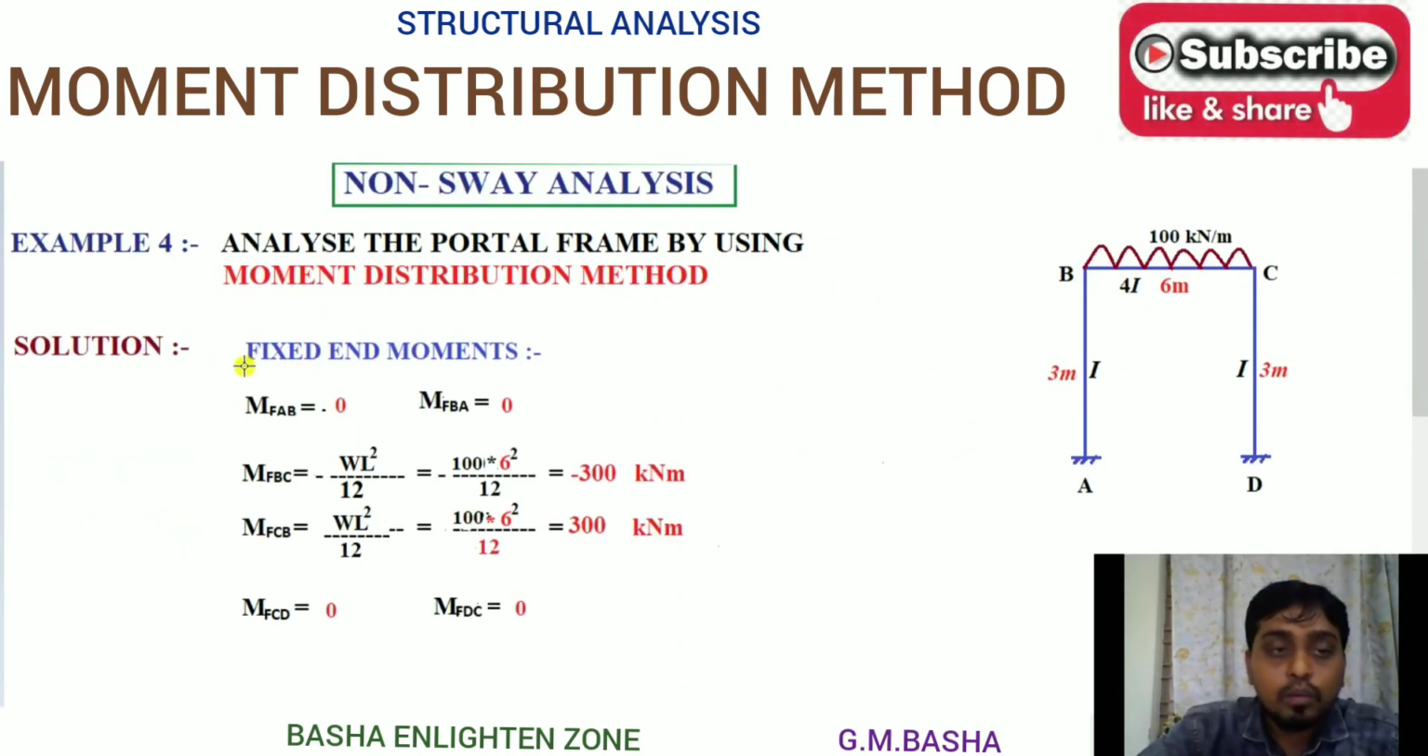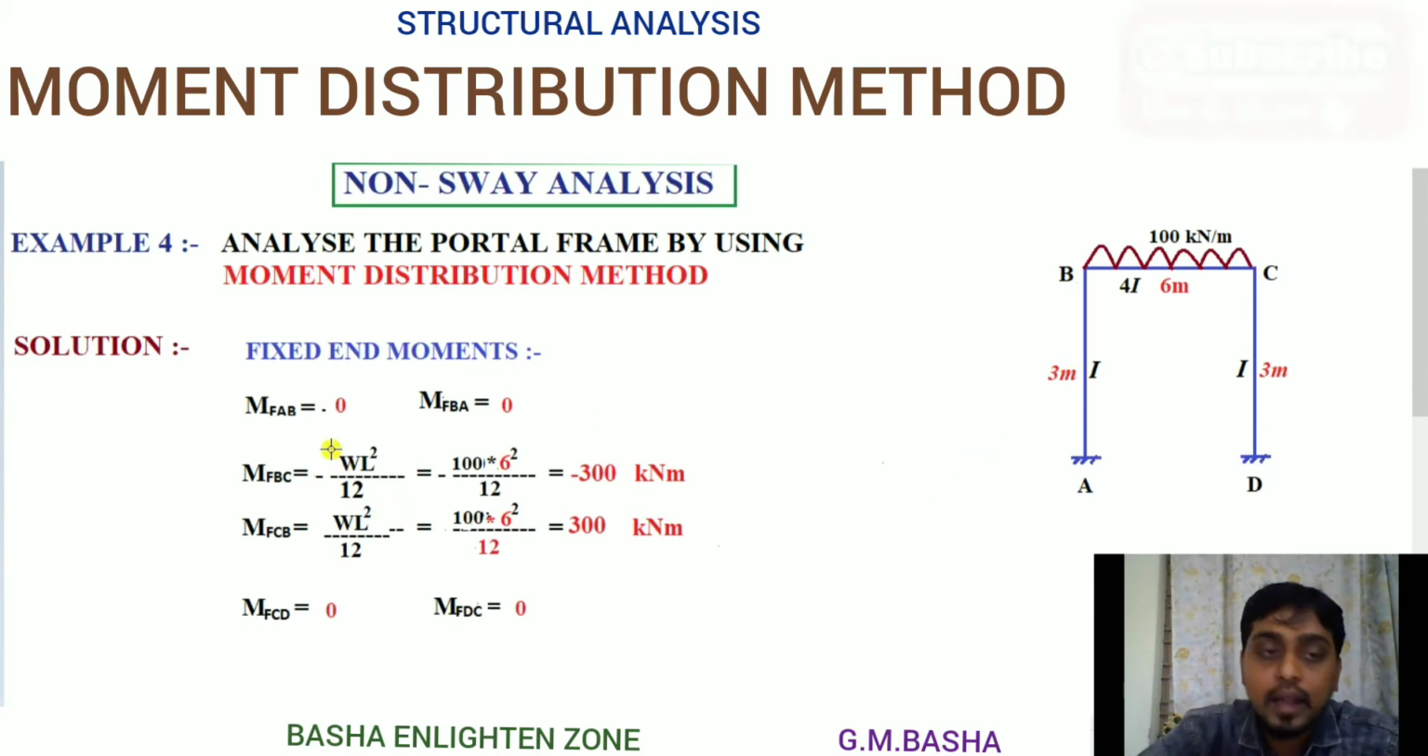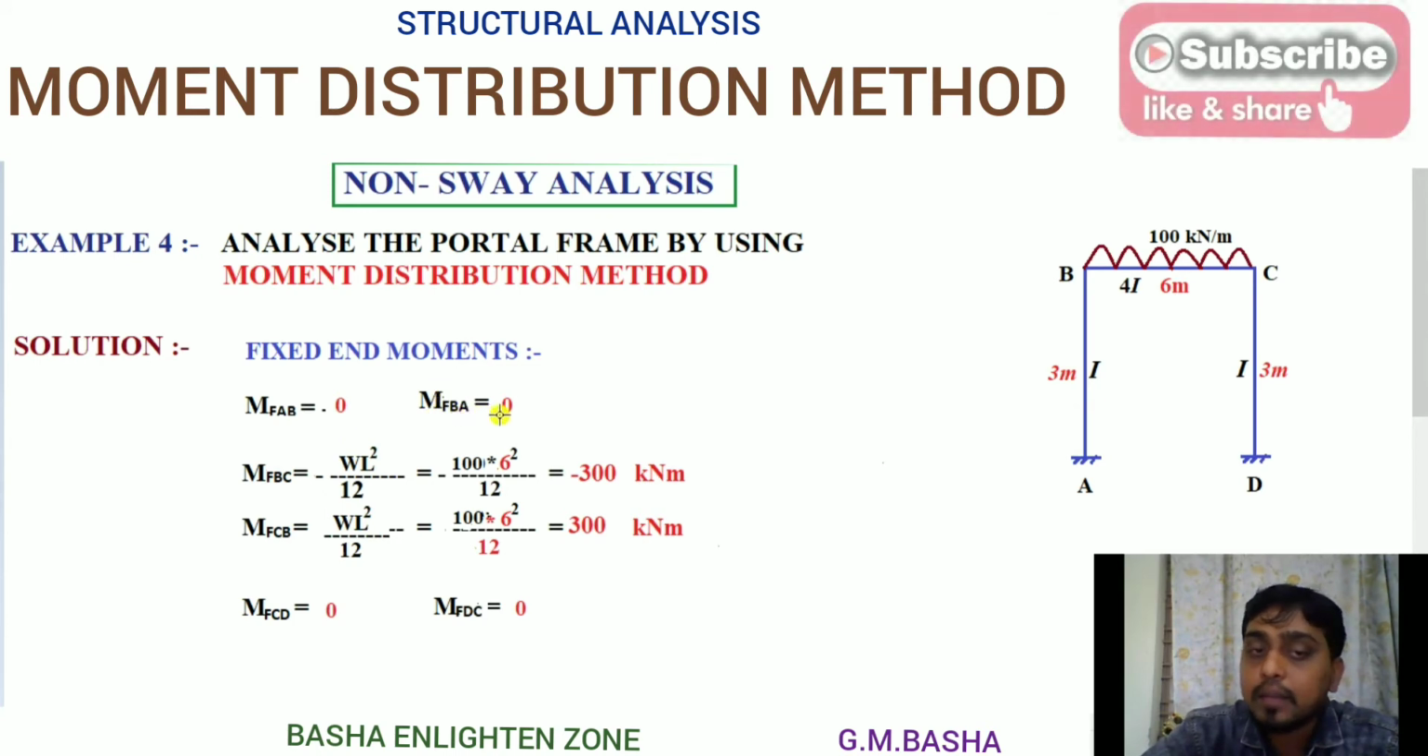So what about the fixed moments? Our first point is to solve the fixed moments. See here, M bar AB and M bar BA. There are no loading conditions for AB and BA. Therefore, M bar AB will be equal to 0, M bar BA will be equal to 0. So the fixed moment for AB and BA will be equal to 0.